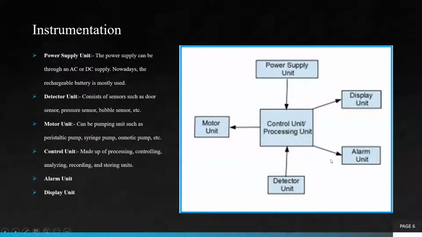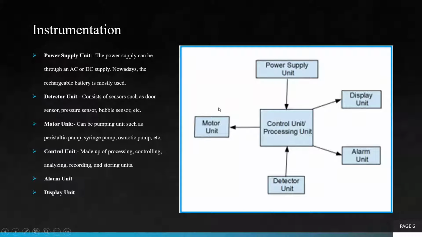Instrumentation. We have six basic units in an infusion pump: power supply unit, detector unit, motor unit, control unit, alarm unit, and display unit. Power supply unit. The power supply can be AC or DC supply. Detector unit consists of sensors like pressure sensor, bubble sensor, etc.